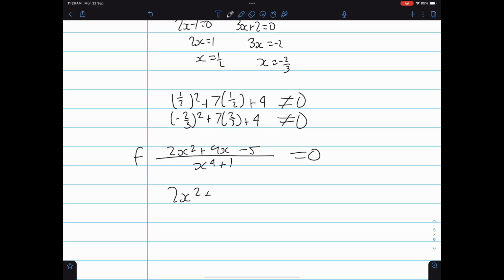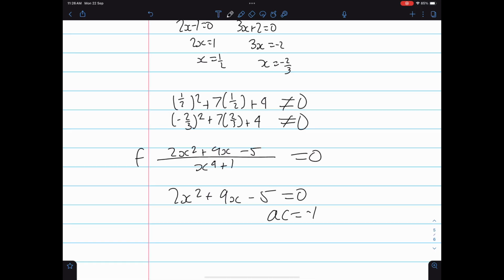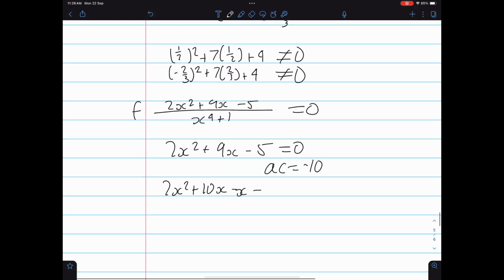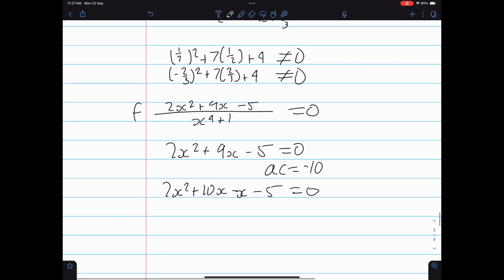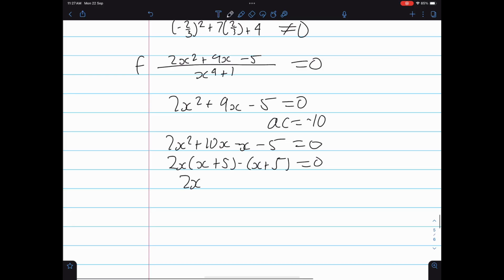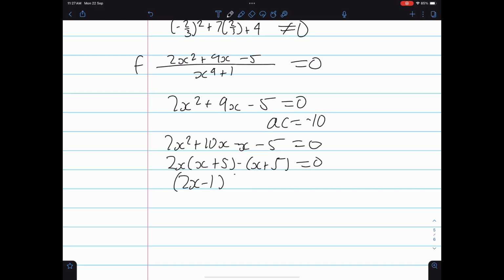And we'll solve the numerator. AC equals minus 10. That was a very free factorisation there, I tell you. Get 2x minus 1 multiplied by x plus 5, and that's equal to 0, so 2x minus 1 equals 0, 2x equals 1, x equals 1 half, x equals minus 5.